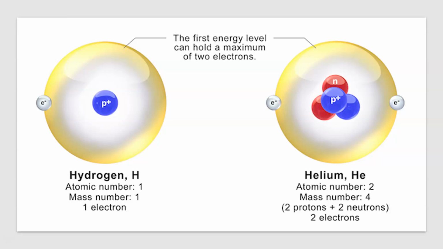Here we've got helium. In most cases, the number of electrons and protons are the same. When you go on to higher levels of chemistry, you'll see that the protons and the electron numbers may differ. Helium is atomic number 2, and as we can see, it has 2 protons. That's why it's atomic number 2. Its mass number is 4 because it's got 4 subatomic particles in the nucleus, 2 protons, 2 neutrons. And then, because it's got 2 protons, it has 2 electrons.